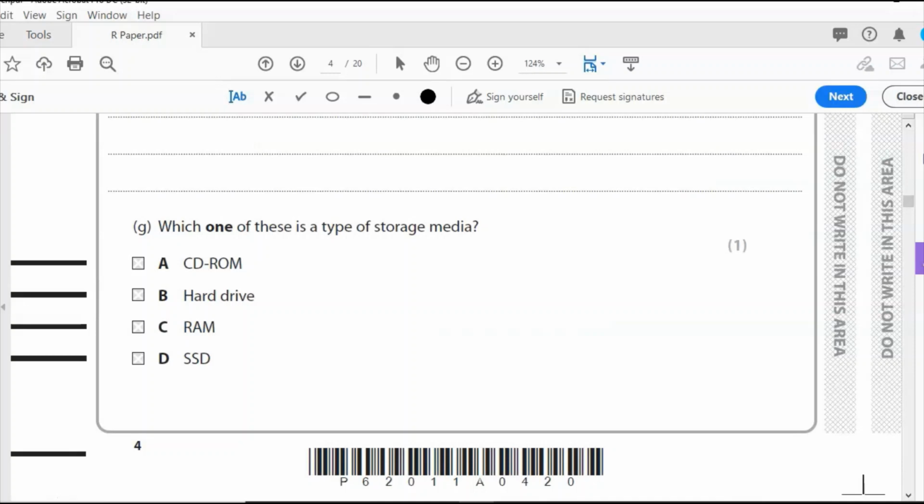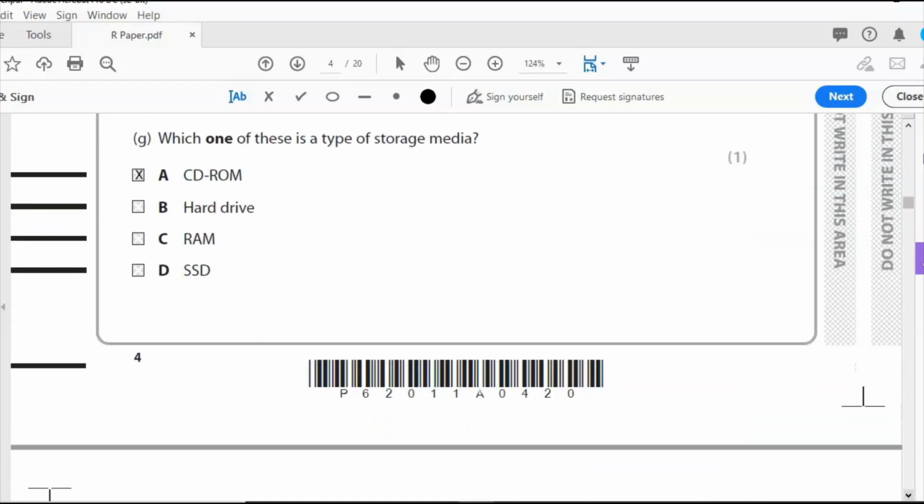G, which one of these is a type of storage media? Is it CD-ROM, hard drive, RAM, or SSD? Now, media, the answer is CD-ROM. So the answer to this question is A, CD-ROM.